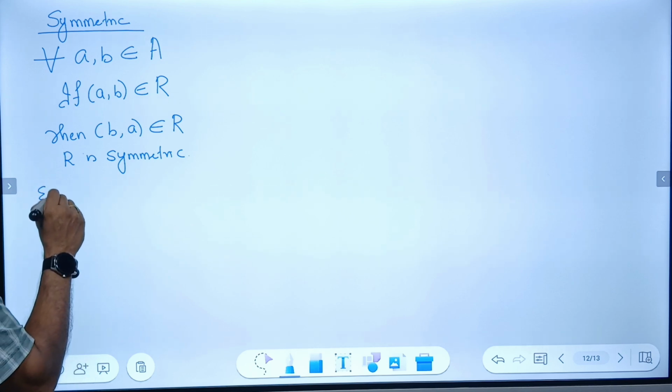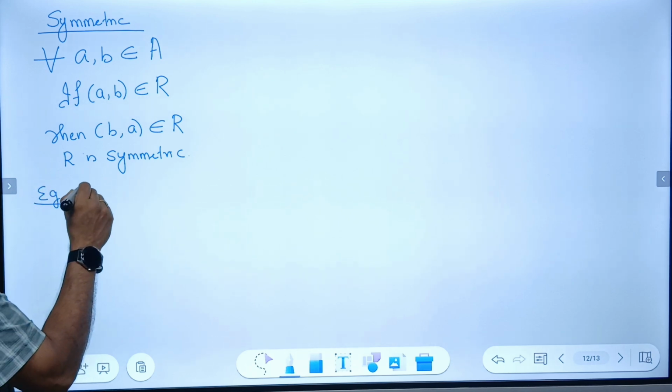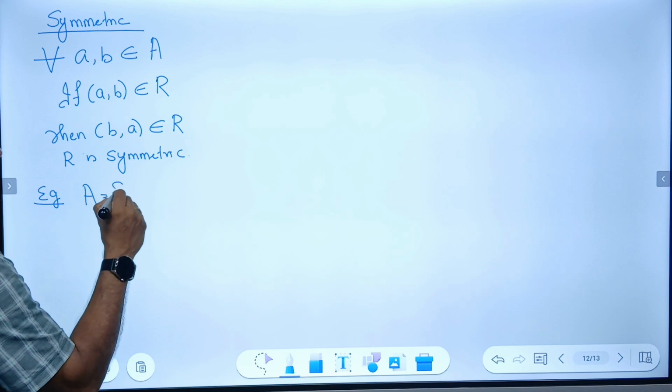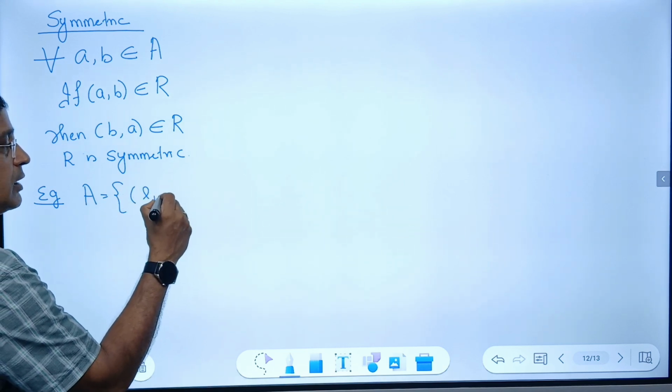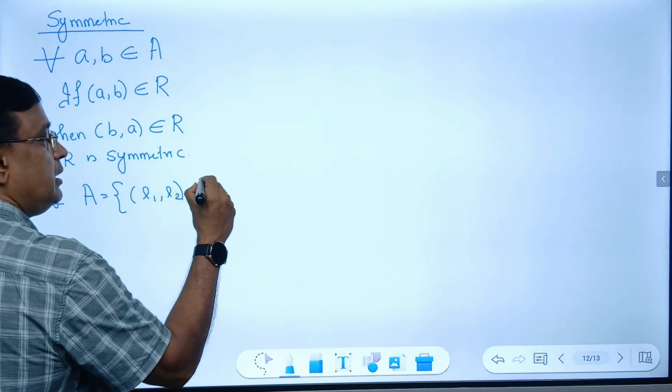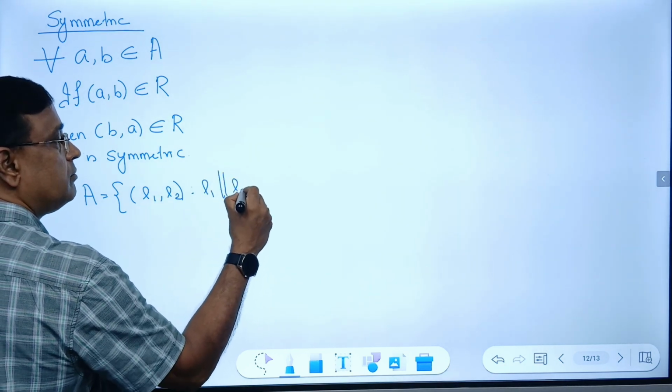Now let's take some example. Let's take the same example which I did in the previous problem, where A is the set of all straight lines. I'm not writing that, you can refer back, where I define the relation as (L1, L2) such that L1 is parallel to L2. Correct?